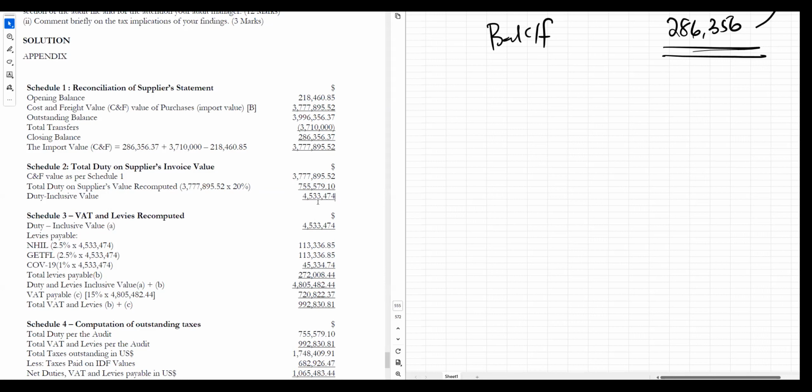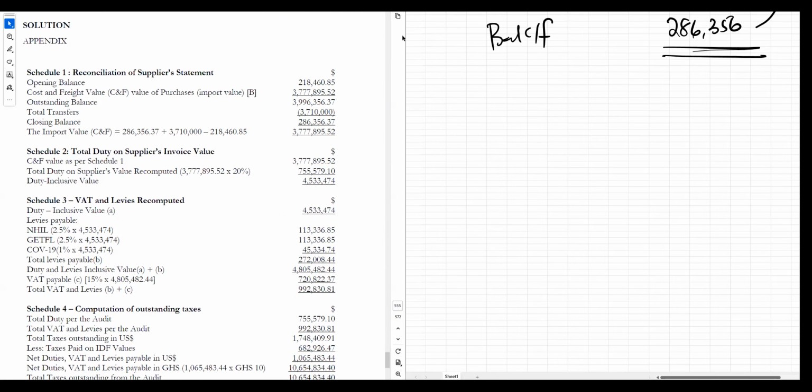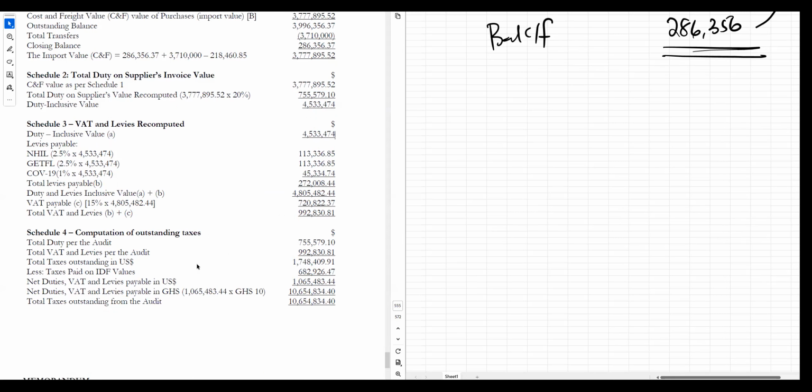Then we apply the VAT and the levies on it. True or false? So now I get my duty inclusive value, and then I do my NHIL, GetFund, and then what? The VAT on it. Can you see that? Just like we did. So once we do that, we are done. Then we add all the total taxes. So the total duty we got per the audit, the total VAT and levies per the audit, that gives us the total VAT and the duties we are going to pay.